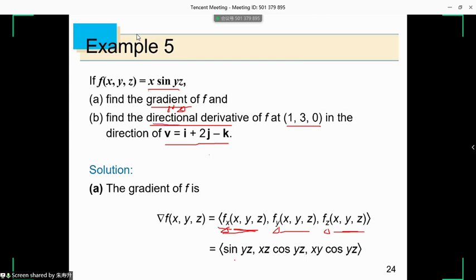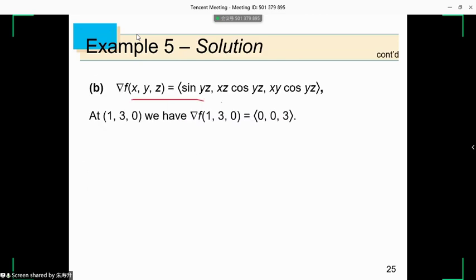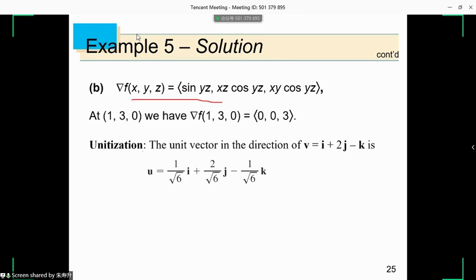So this one we know is equal to the gradient dot product u. Here we have a direction v, so we have to use this to get u. We know u is a unit vector, so we have to normalize it. Find its magnitude, and then we get a unit vector in the direction v. So this one is u.